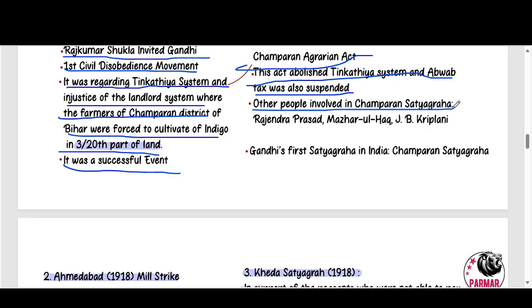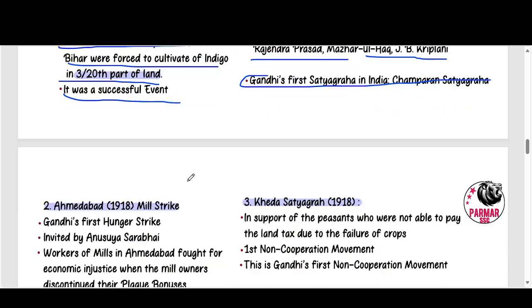Other people involved in the Champaran Satyagraha: Rajendra Prasad, Mazhar-ul-Haq and J.B. Kripalani. Gandhi's first satyagraha in India was the Champaran Satyagraha.